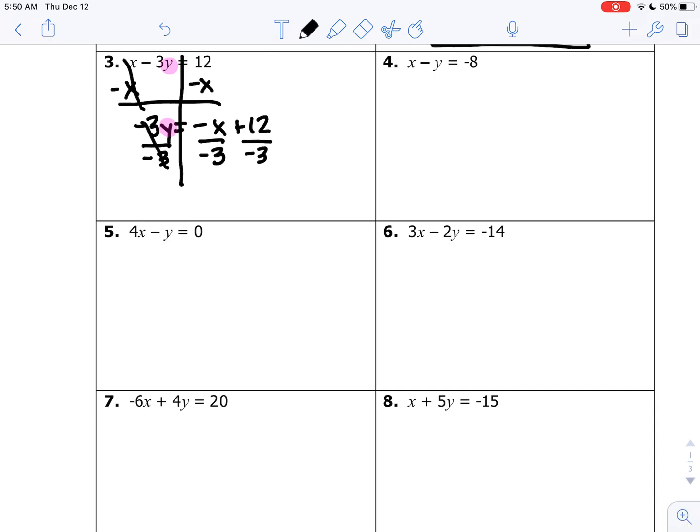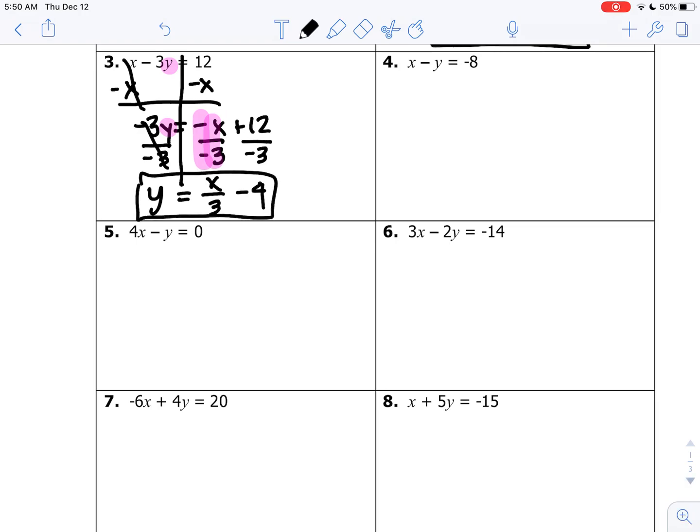Because when we divide and multiply, we have to divide and multiply everything on both sides of the equation. Now, look at negative x over negative 3 right there. If we have two negatives next to each other, whether it be multiplication or division, remember that turns into a positive. So I'm going to change this into x over 3. And then 12 divided by negative 3 is negative 4. So that's our equation here.